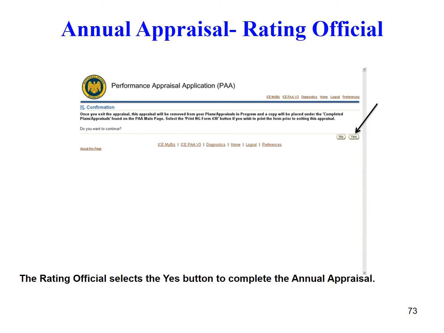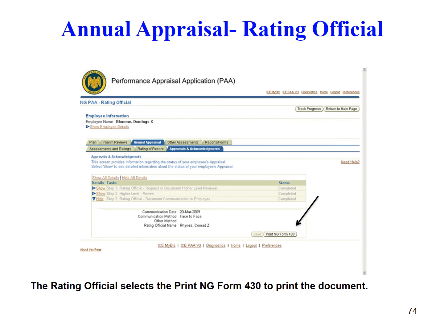Okay, so this tab here, which is one of your final tabs, is very important. This is letting you know if you click that Yes tab, this appraisal will no longer be able to be seen by you as a rating official. So you're going to want to click Yes. This page here shows that you can print the NGB Form 430, otherwise known as the PAA.